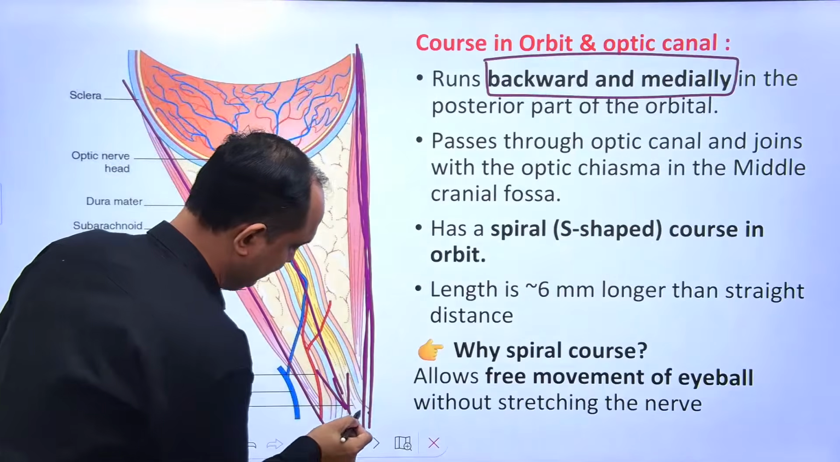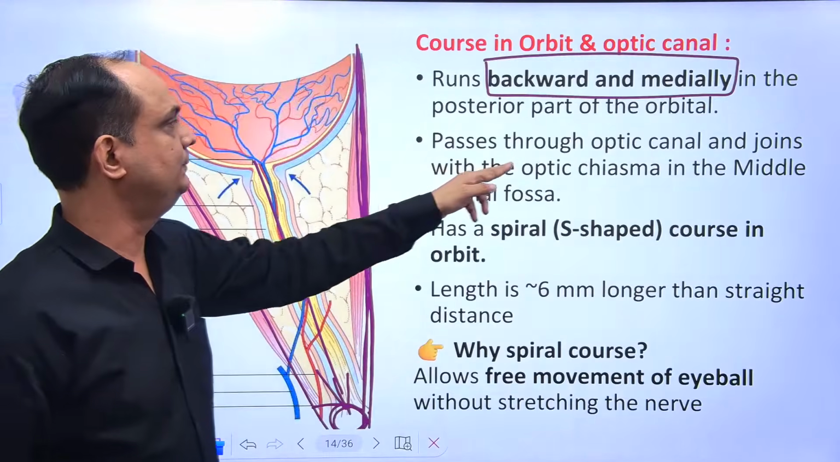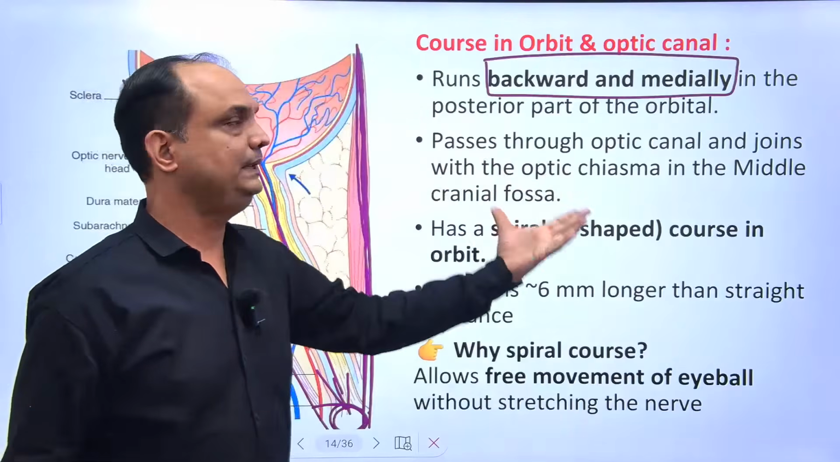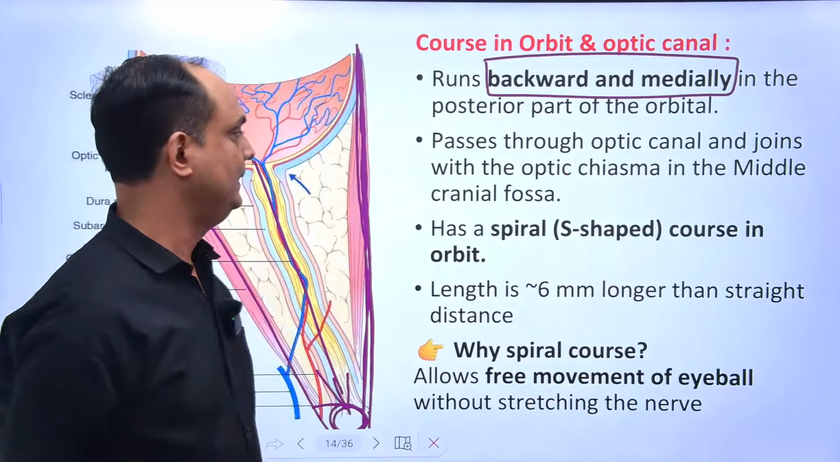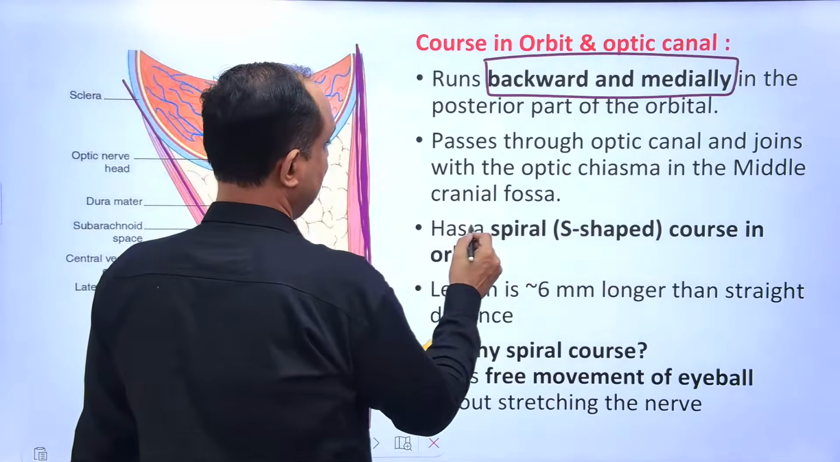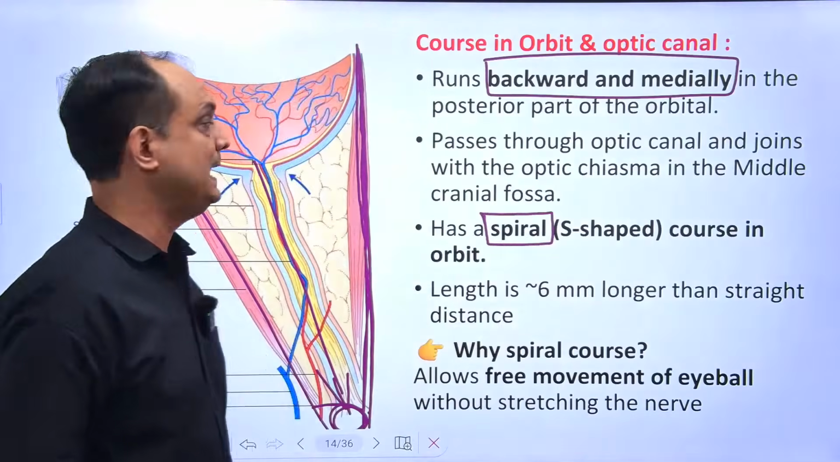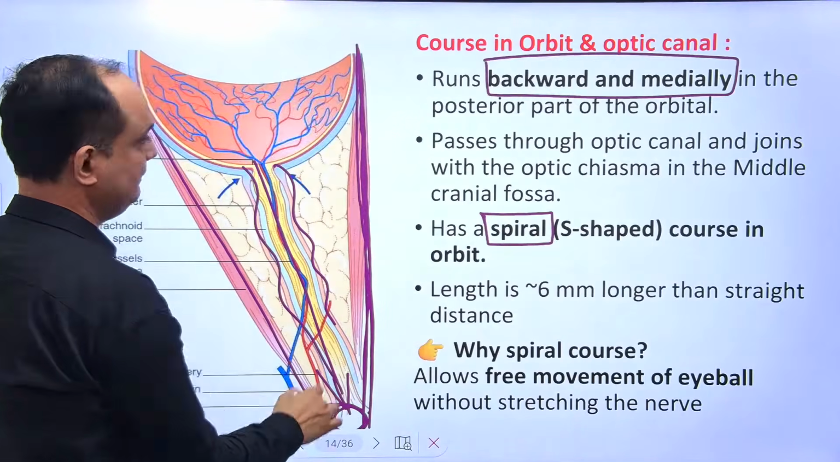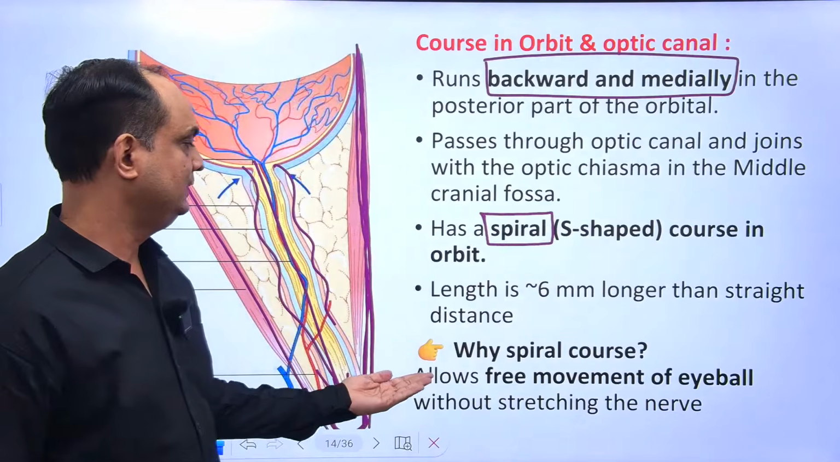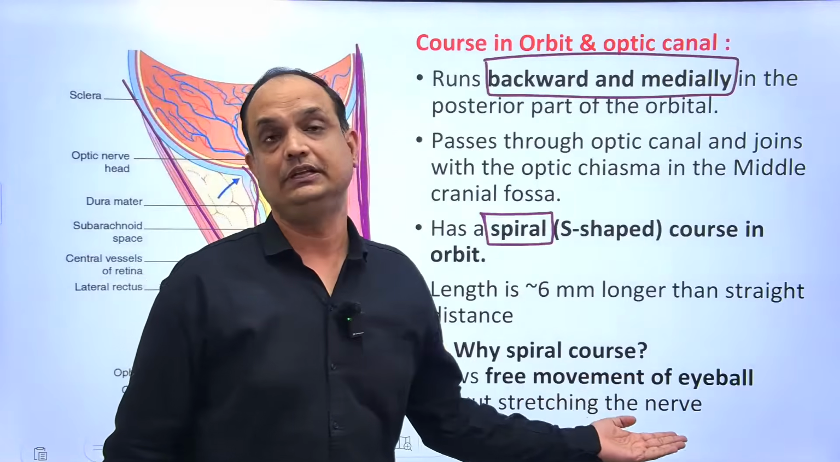Now here at the apex of the orbit you will have the optic canal. So this nerve passes through the optic canal and joins with the optic chiasma when it enters into the middle cranial fossa. Now the important thing is that when it is present in the orbit, it has a spiral course. Why does this nerve have a spiral course? So that it allows free movement of the eyeball without stretching of the nerve.